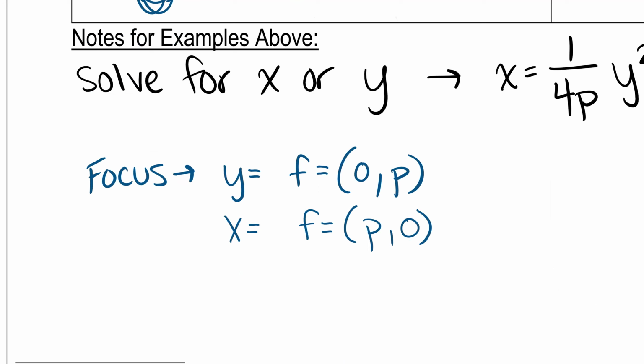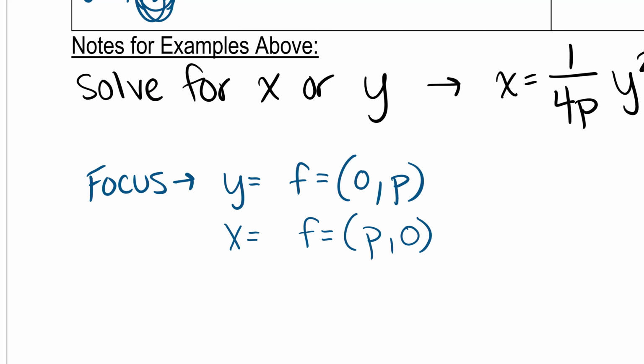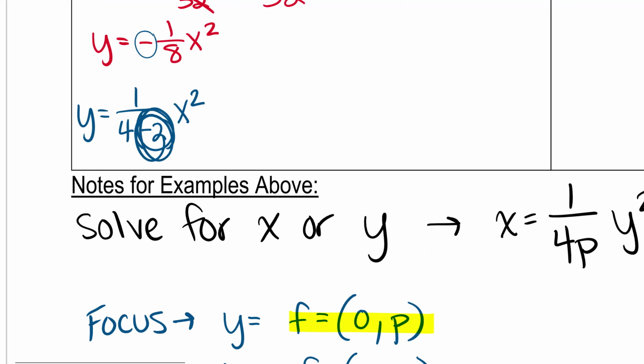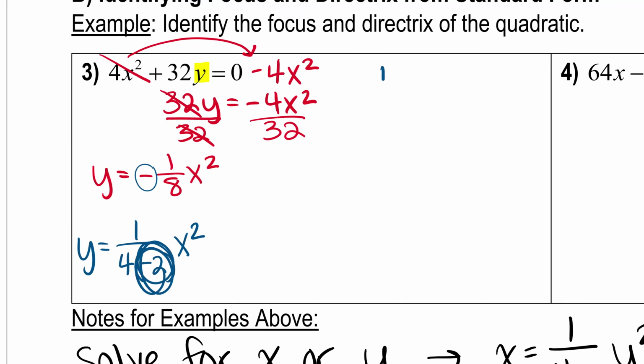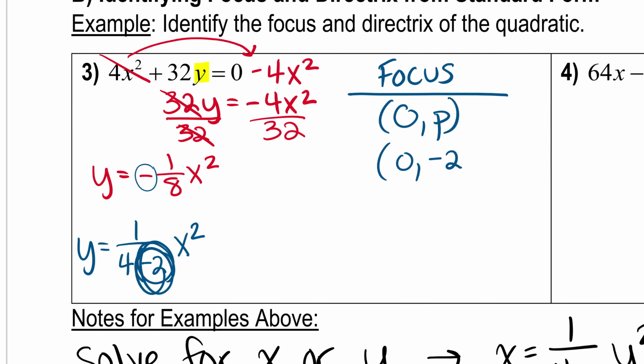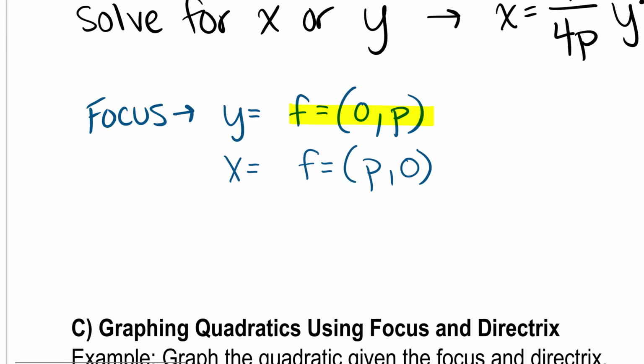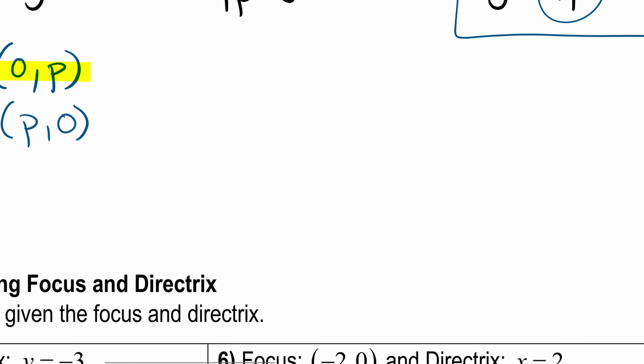So my focus is right here, 0, comma p. So if it's 0, comma p, and we just found p is negative 2, it'd be 0, comma negative 2. So 0, negative 2 is our focus. And then, I didn't write it down here, but we'll go ahead and add it down here. Directrix.